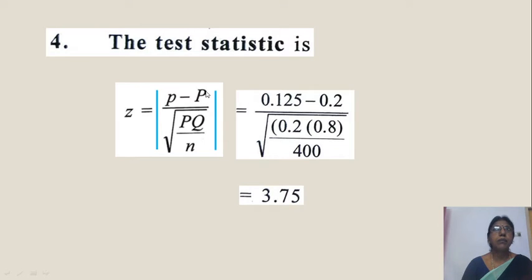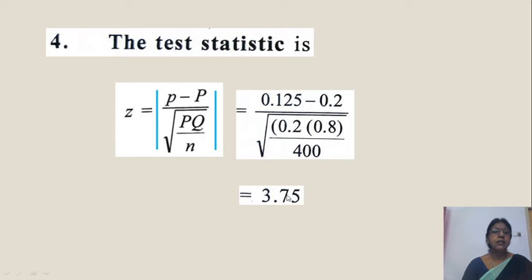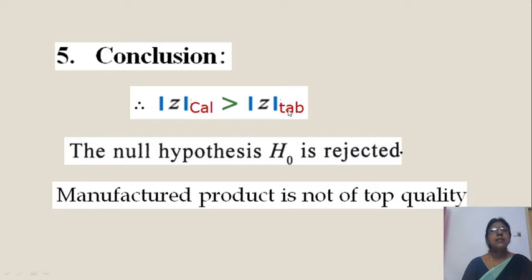Already we have given population proportion 20%, so 0.2. If P is 0.2, Q is equal to 1 minus 0.2, so 0.2 into 0.8 by n. After calculation, we get Z calculated value is 3.75. But what is Z tabulated value? 1.96, and Z calculated value is 3.75. So Z calculated is greater than Z tabulated value.